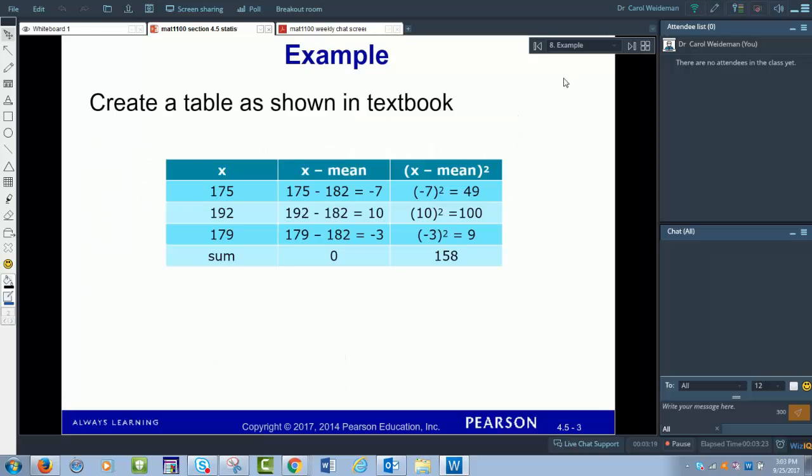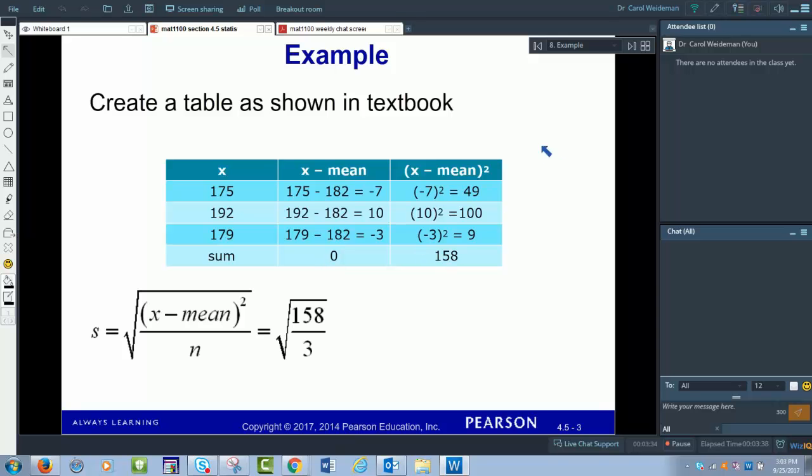And we're going to create a table like we have in the book. So just like in the book, I've got each data value. Here I've taken each data value and subtracted the mean of 182. And then I squared those deviations. Notice here they add to 0. And then I added up the squared deviations. So the standard deviation is going to be the sum of the squared deviations divided by the number of observations, and then we take the square root. And for this example, we come out with a standard deviation of about 7.26.